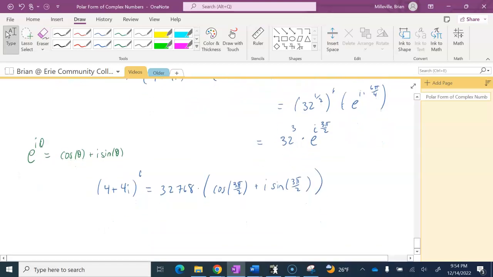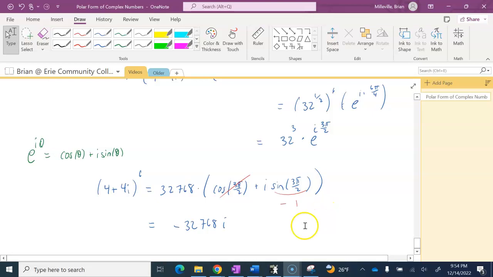Okay, now just compute. Cosine of 3 pi over 2 is 0. That's going to wipe that out. Sine of 3 pi over 2 is -1. So what we should see in this case is that we would get negative 32,768 times i. The negative sign was thrown in the front, so that's what that comes out to. Converting it back to rectangular form.